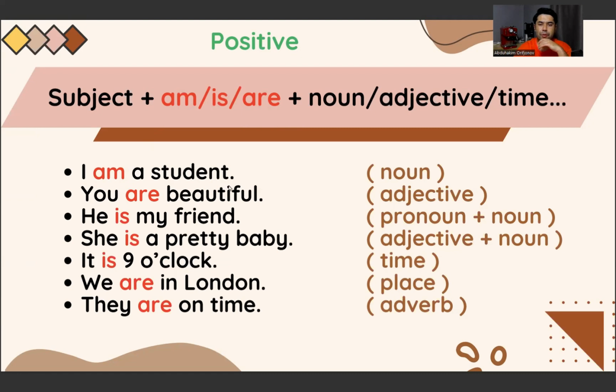I am a student, it's a noun. You are beautiful. Beautiful is an adjective. He is my friend. Pronoun plus noun. She is a pretty baby. Adjective here and noun. It is 9 o'clock. It's telling the time. We are in London. It is telling the place. And they are on time. It's telling the adverb.